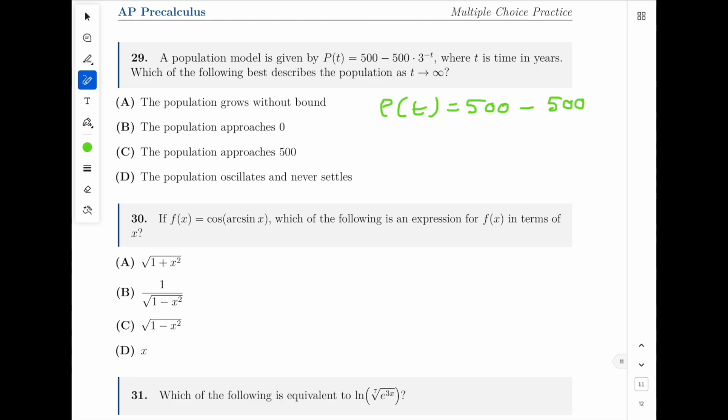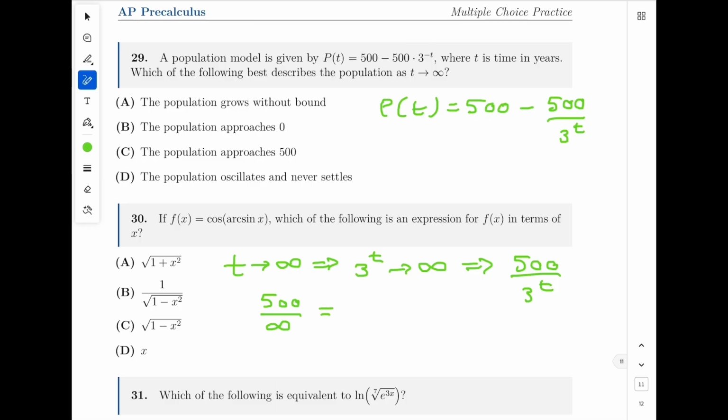Now 3 to the power minus t can be rewritten in the denominator as 3 to the power t. Now look at the chain of thought that we develop here. So as t approaches infinity, 3 to the power t approaches infinity, right? Because as you increase the powers of 3, they become exponentially great. So as 3 to the power t approaches infinity, what happens to 500 upon 3 to the power t? Well, 500 upon 3 to the power t approaches 500 upon infinity, but 500 upon infinity approaches 0.